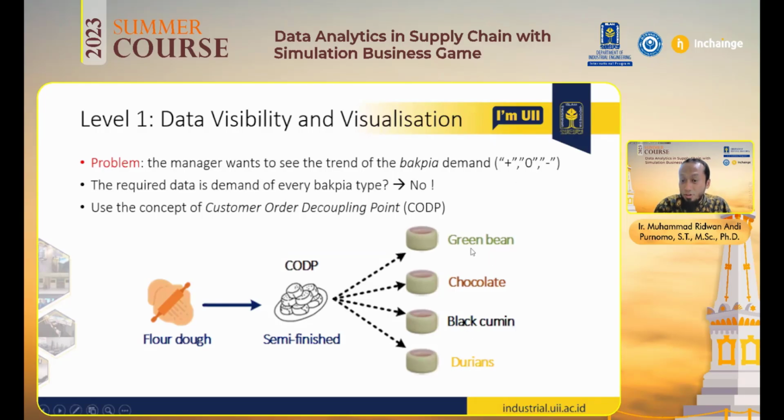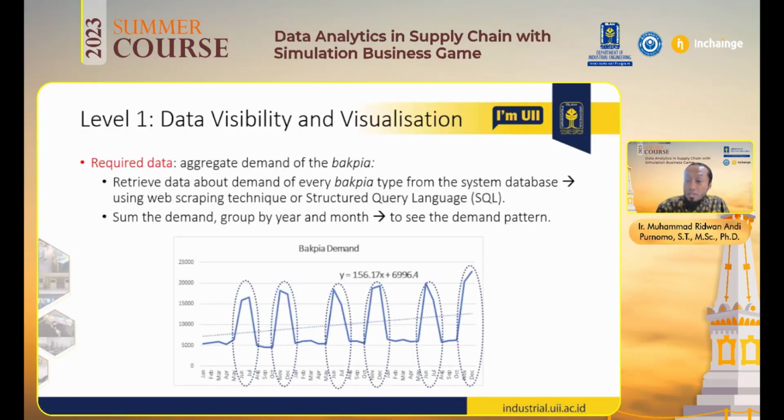So, as a good manager, we can decide the required data is not the demand of every bakpia taste here. Yes, of course, in terms of sales, if we access the data in the marketing department, we can see the demand for green bean, chocolate, black cumin, and durian. But after that, we understand we cannot use the data directly, because we want to do analysis at this CODP. It means that we need to combine all of the demand of the bakpia tastes in order to get the aggregate demand at CODP.